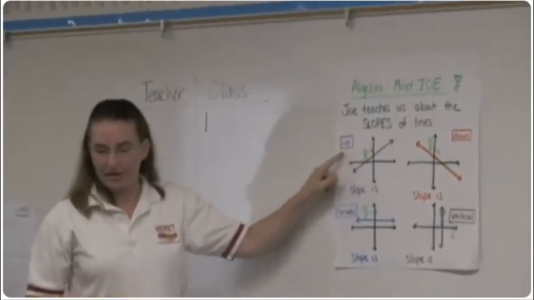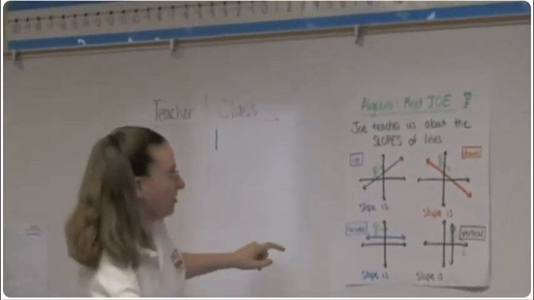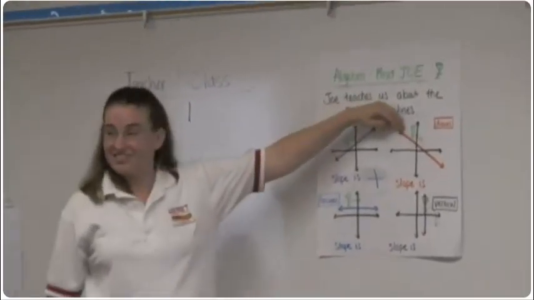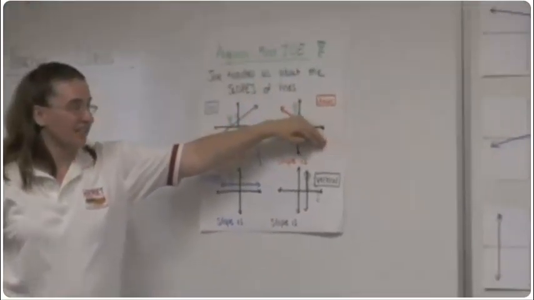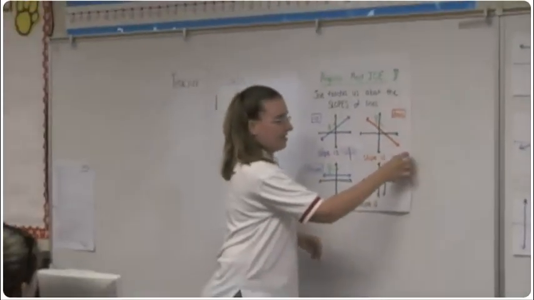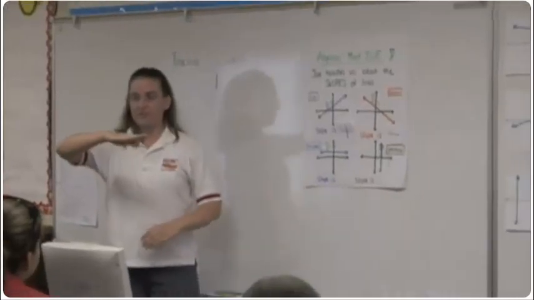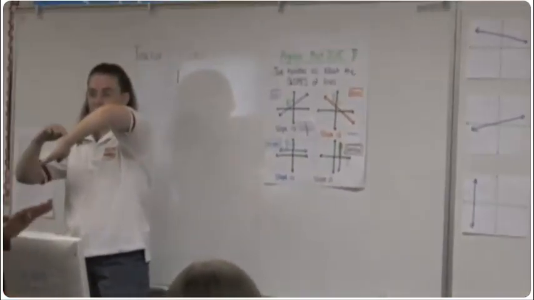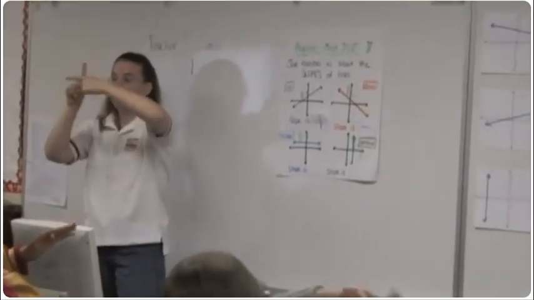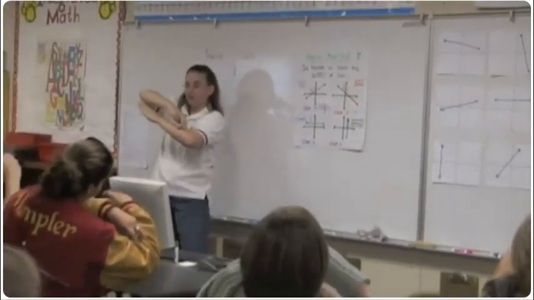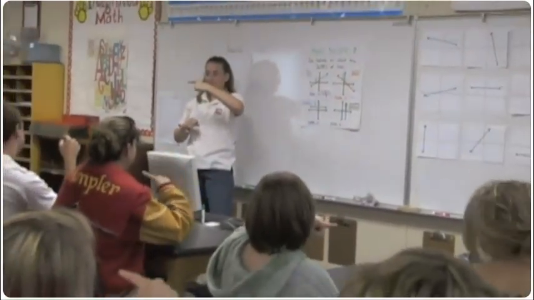So my slope is positive. When Joe stands on this line and he walks to the right, he goes down, so our slope is negative. So mirror me please. When Joe is standing on the line that goes up, and walks up the line, the slope is positive. When Joe stands on a line and he walks down, the slope is negative.